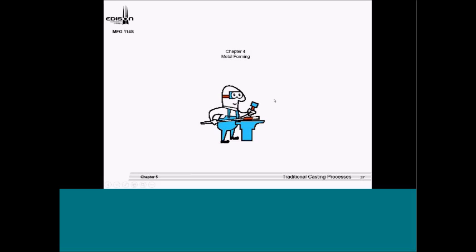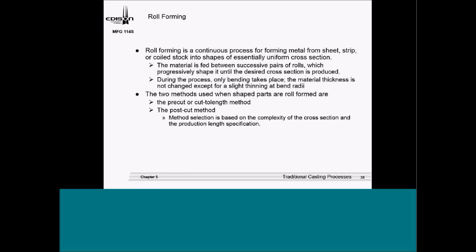Okay, metal forming. Again, another section in the CTAG. Quite a few videos on that. We talk about roll forming. And again, it's a continuous process for forming metal from strip, cold stock into shapes of uniform cross-section, and the material is fed into successive pairs of rolls.